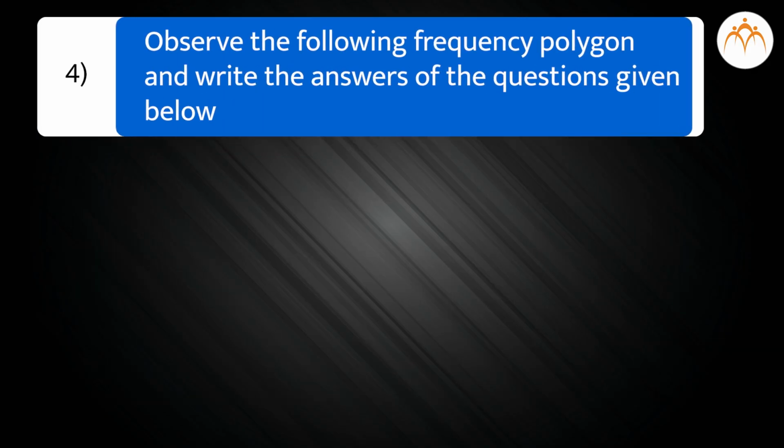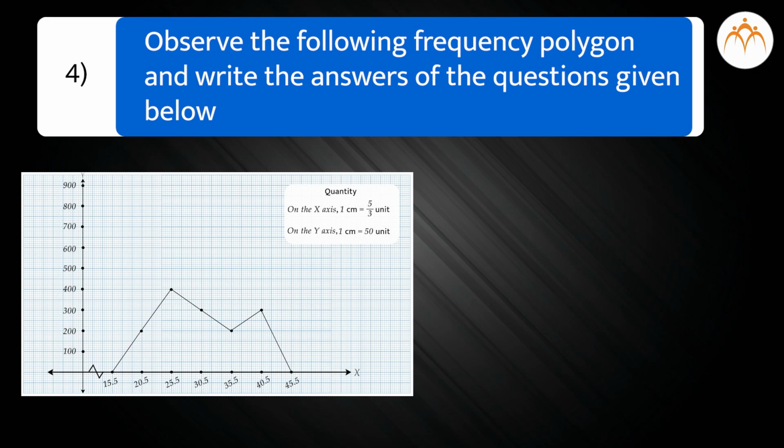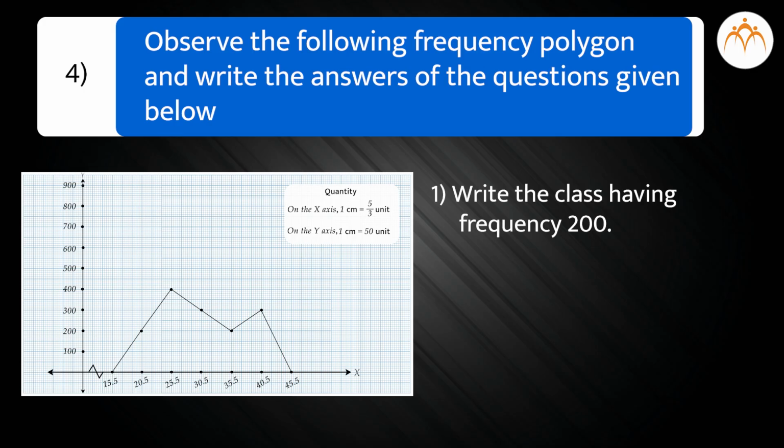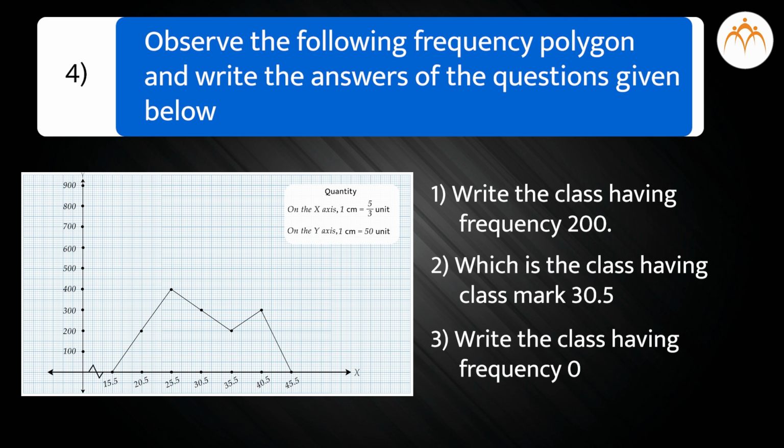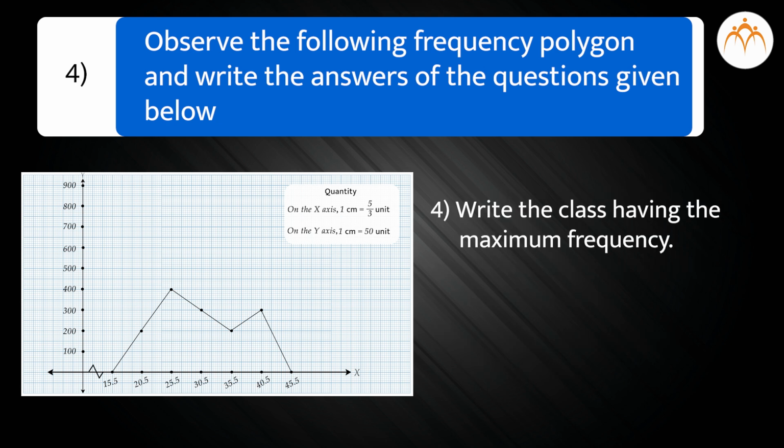Observe the following frequency polygon and write the answers of the questions given below. Write the class having frequency 200. Which is the class having class mark 30.5? Write the class having frequency 0. Write the class having the maximum frequency. What is the maximum frequency?